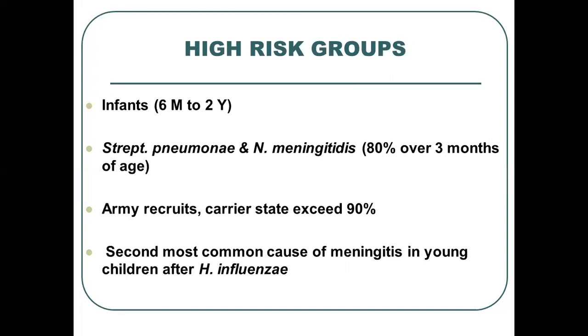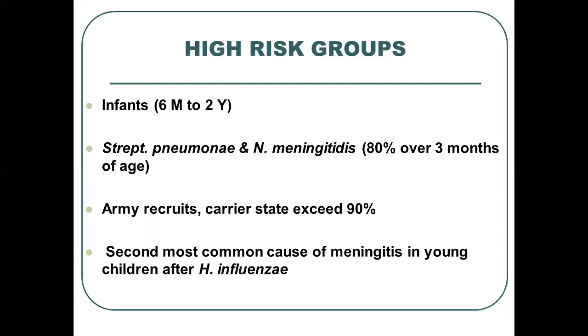Now, wherever there is a huge congestion of people, such as army recruits, hostel students, or a big number of students in a class, they are the carriers, and this carrier state exceeds 90%. So we can see many cases of Neisseria meningitidis infection in army barracks, in hostel students, and where there are a huge number of students in the classroom. It is the second most common cause of meningitis in young children after influenza.